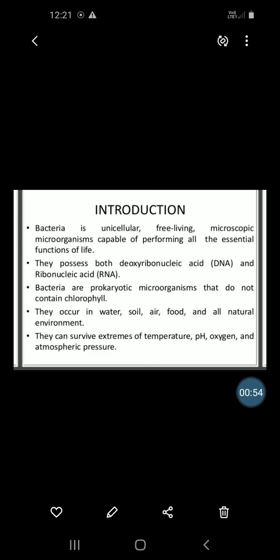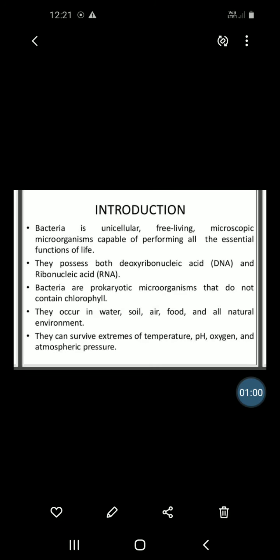Next, the bacteria possess both DNA as well as RNA. So what is DNA? That is deoxyribonucleic acid. And what is RNA? It is ribonucleic acid. Then the bacteria are prokaryotic microorganisms and they do not contain chlorophyll. Keep in mind, these are prokaryotic microorganisms that do not contain chlorophyll.